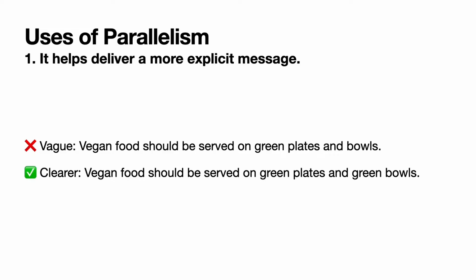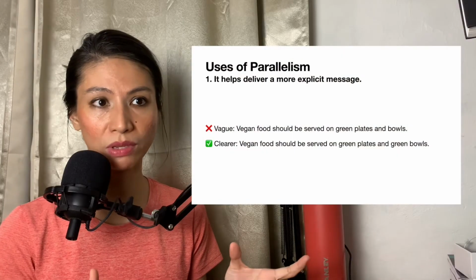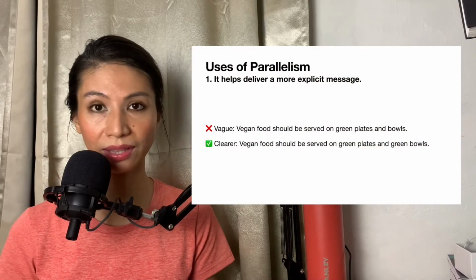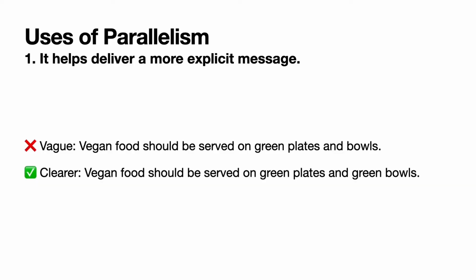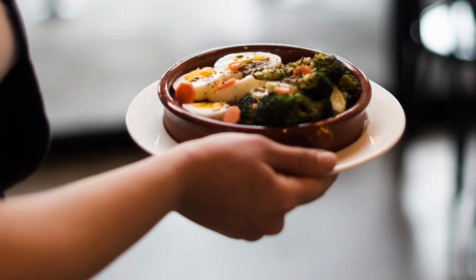So let's start. Here you can see a scenario where extra clarity might be helpful. Vegan food should be served on green plates and bowls, then they might assume that any bowl will do. Whereas if you said vegan food should be served on green plates and green bowls, then it's clearer. The distinction between different colors of bowls is necessary for those people who are serving out the food not to make a mistake.